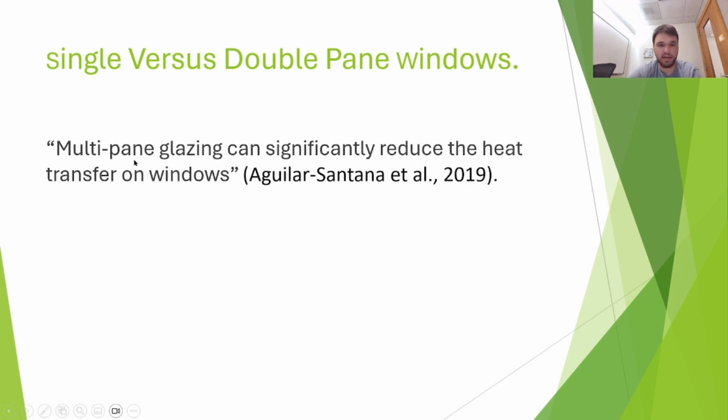Multi-pane glazing can significantly reduce the heat transfer on windows. This was from an article that I found online. This is basically just saying that if we have specialized double pane windows, we're going to be greatly increasing the amount of money we save, because we're not going to be losing as much heat transfer through our windows as we would in normal situations.